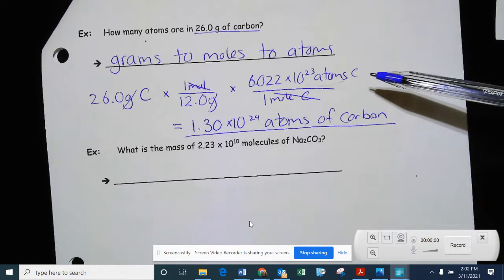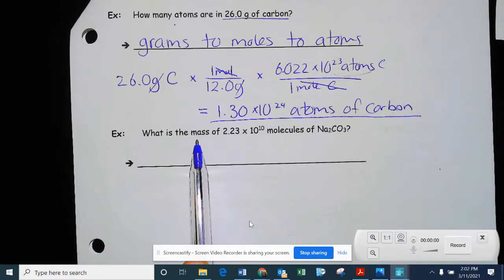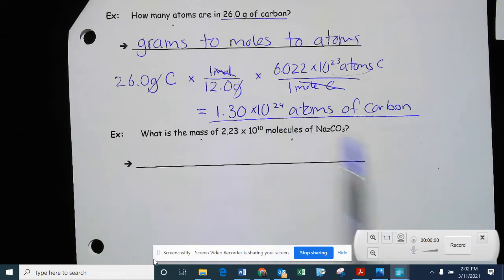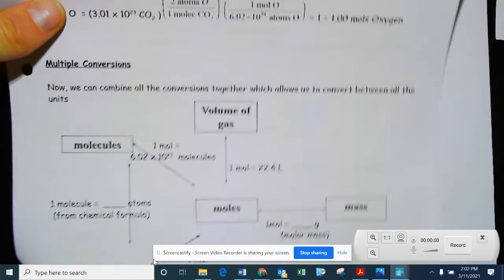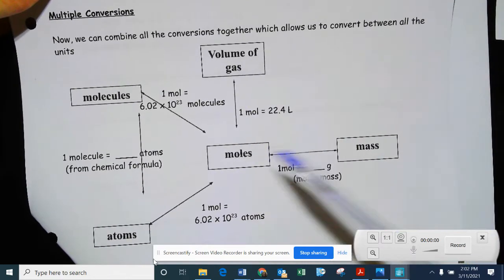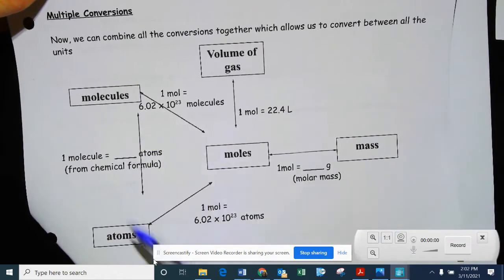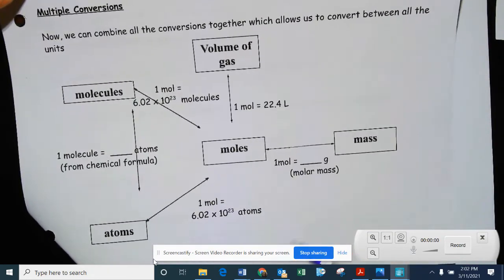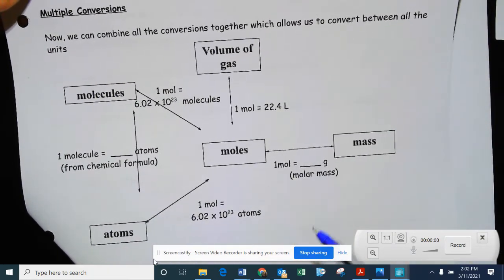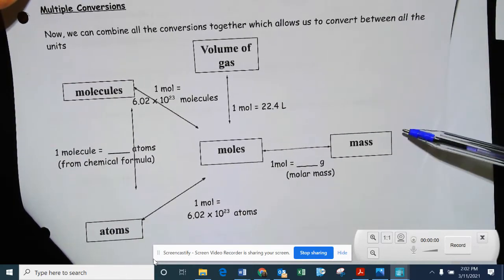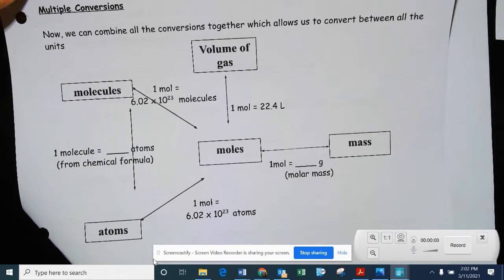All right. So when it gives you something and it's asking you for something else, this flow chart is just super handy. Just be like, I've been given volume, I'm asked for mass. Okay, I have to go gas, moles, mass. I'm given molecules and I'm asked for atoms. Oh, I don't have to go through moles. I can just go right here. So this flow chart is your friend. I will let you take this into a test with you. So you can have this flow chart in a test if you'd like.